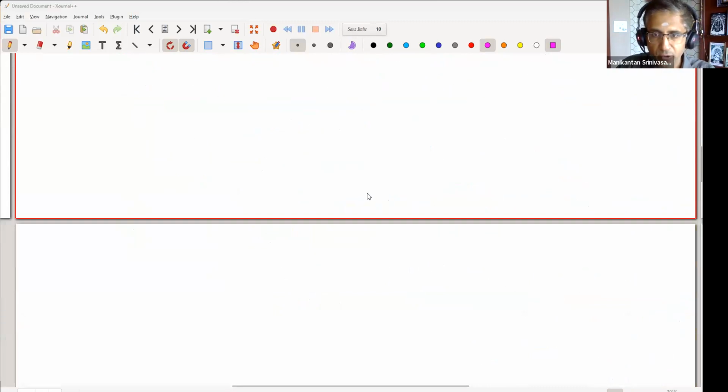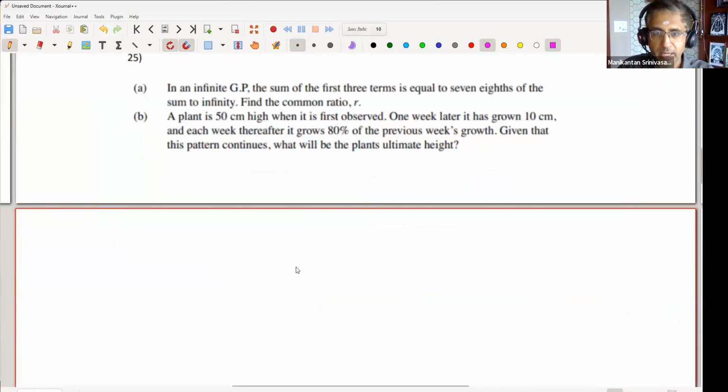Okay, that is 24, 25. In a GP, the sum of the first 3 terms equals, okay, let me ask someone here. Avya, what did you get on this one? For question 25A, if you have your working.